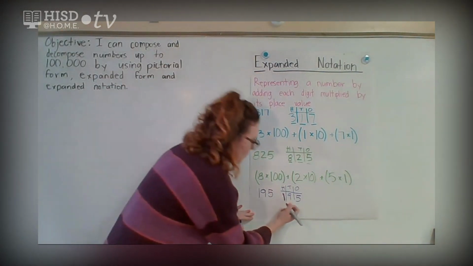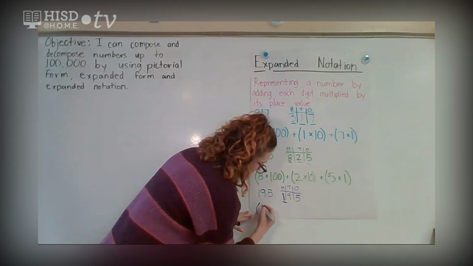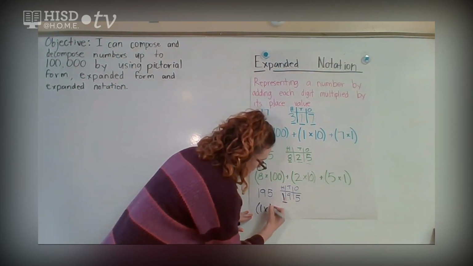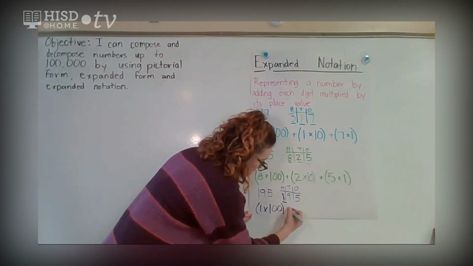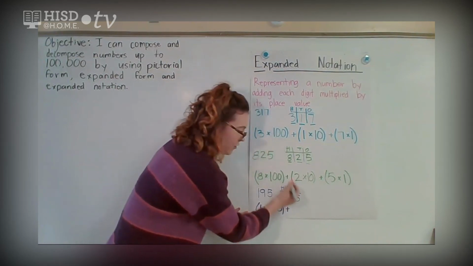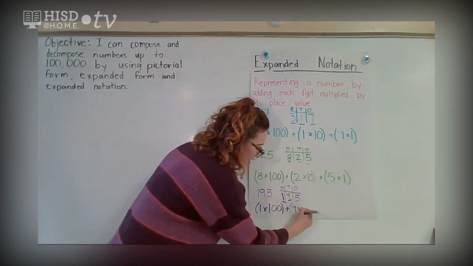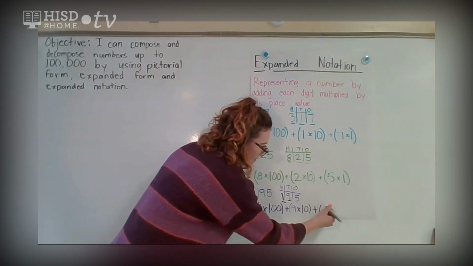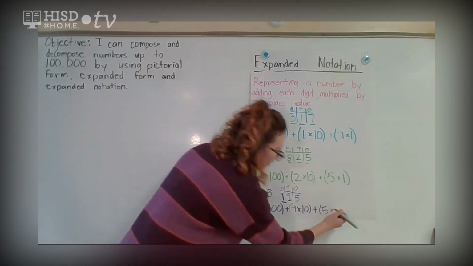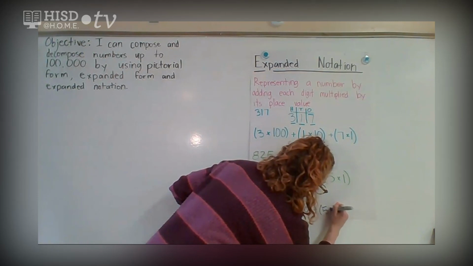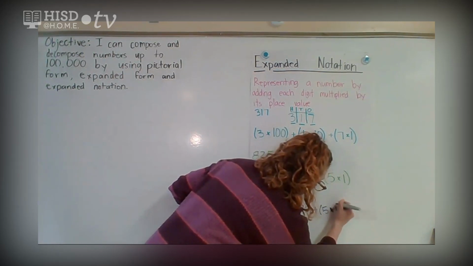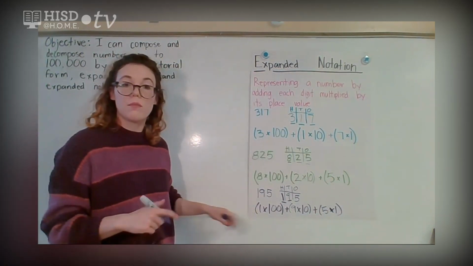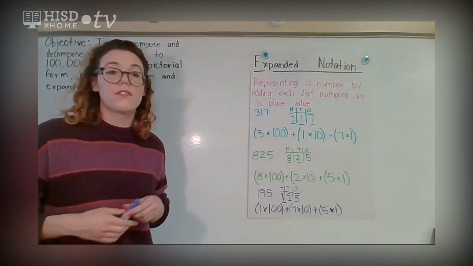I have 1 group of 100 plus 9 groups of 10 plus 5 groups of 1. This is your expanded form. Check to see if you got it right. I'll leave it here for just a second.